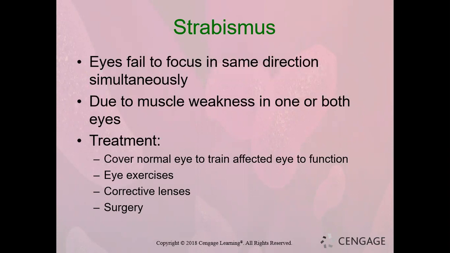Strabismus is just when the eyes fail to focus in the same direction simultaneously. This is due to a muscle weakness in one or both eyes. So they're going to do eye patching to try to correct it, and eye exercises. They might do corrective lenses like eyeglasses, and sometimes they'll do surgery. I think years ago this used to be called lazy eye.